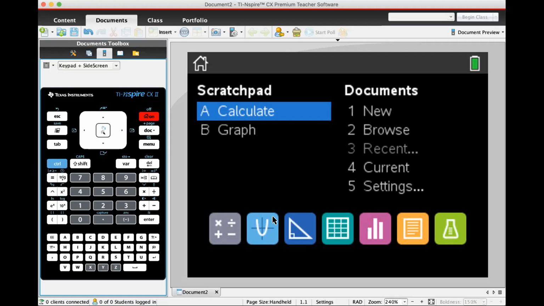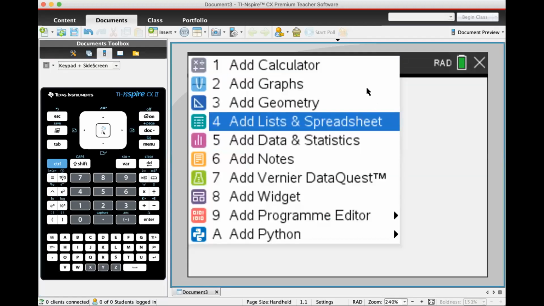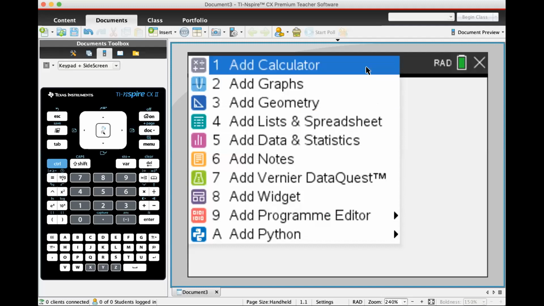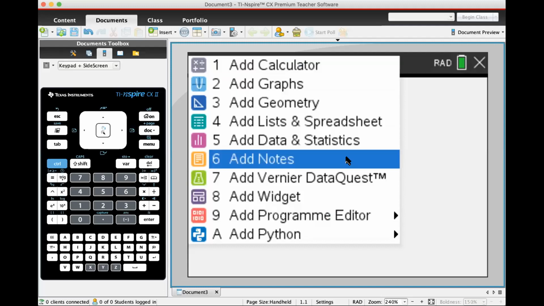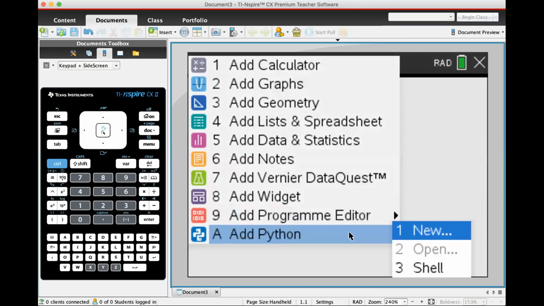But anyway, here are the different apps. It's worth exploring all of them. So I'll just get back to saying that I want a new one. And when you hit that new, you'll get the option for all the apps. We'll not go into Python right now.